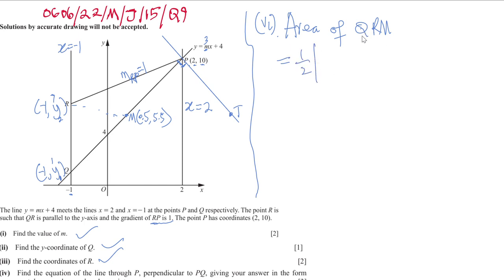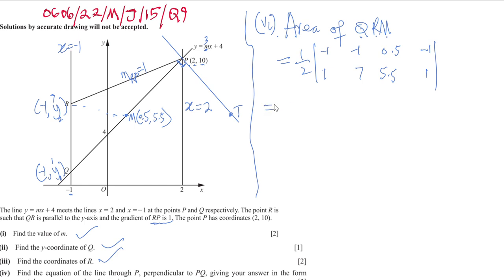Half multiply absolute of: when you go to coordinate Q, the x value there is minus 1. Coordinate R, x value there is minus 1. Coordinate M, the x value is 0.5. Come back to coordinate Q, x value there is minus 1. Now for the y values, coordinate Q, y value is 1. Coordinate R, y value is 7. Coordinate M, y value is 5.5. Come back to coordinate Q, y value is 1.